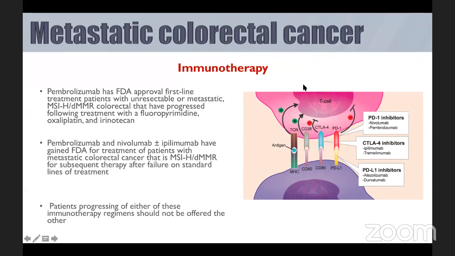Mainly they work on the T cell and activate it, and this T cell will be hyperactive, and it will go and seek the hiding tumor cells and kill those cancer cells. So we have pembrolizumab as an agent. It's used as a first-line treatment now, a new approval for patients with MSI-high, dMMR colorectal cancer. In second line as well, you can use nivolumab plus or minus ipilimumab. If the patient progressed on one of them, you cannot offer the other one, the same as the anti-EGFR inhibitors.